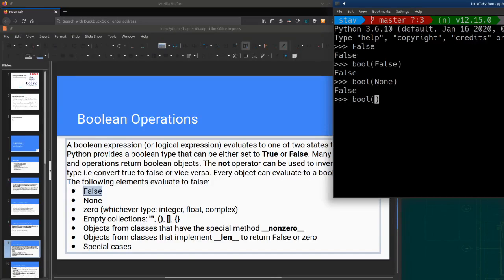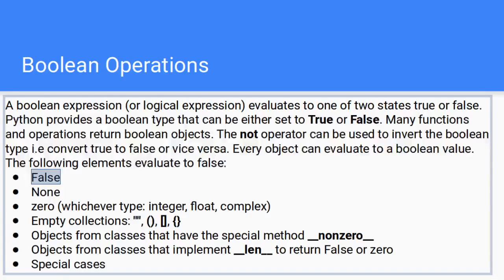Bool of 0 is false, 0.0 as well. Empty collections, like the empty string, are also false. Empty list, false. Empty set, false. Also objects that have a zero __bool__ or __len__ special dunder method also evaluate to false. In special cases in classes you can specifically evaluate to false, and pretty much everything else evaluates to true.